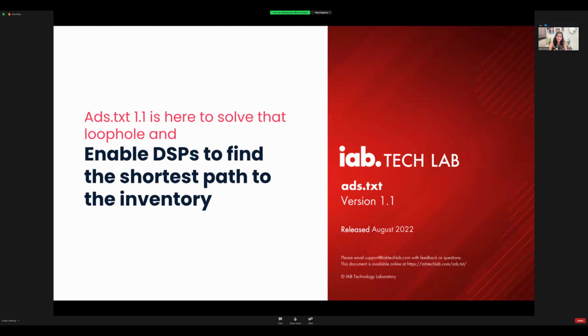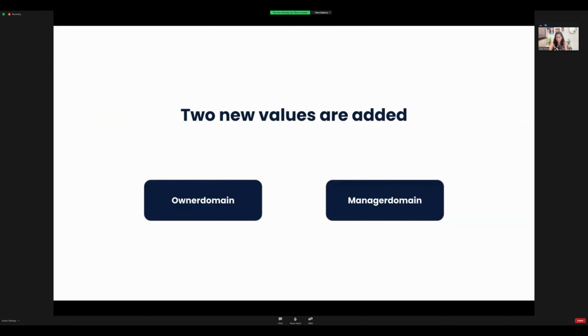So basically, Ads.txt 1.1 is here to solve that loophole. It's here to enable DSPs to find the shortest path to the inventory. They want to, I would say, go around that field 3, even though it's still important and we still need to correct it. We'll talk about it in a few minutes. But they want to find a different path to understand who is the direct, who is the owner of the domain, and who are the main sellers or the majority of the inventory they're selling.